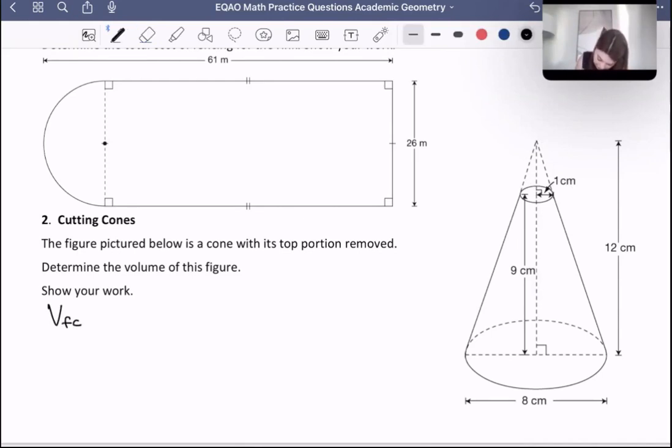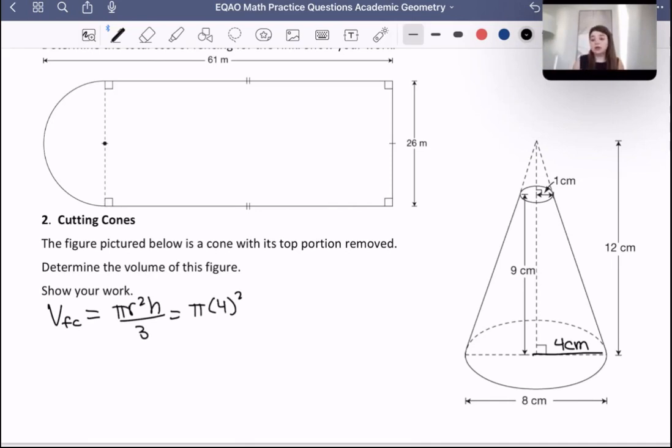We'll put FC for full cone, is going to be pi r squared h over 3, which is going to be, well, let's see. What's the radius here? Looks like the diameter is 8, so the radius is 4. Pi 4 squared times our height, which the full height here is 12 centimeters.